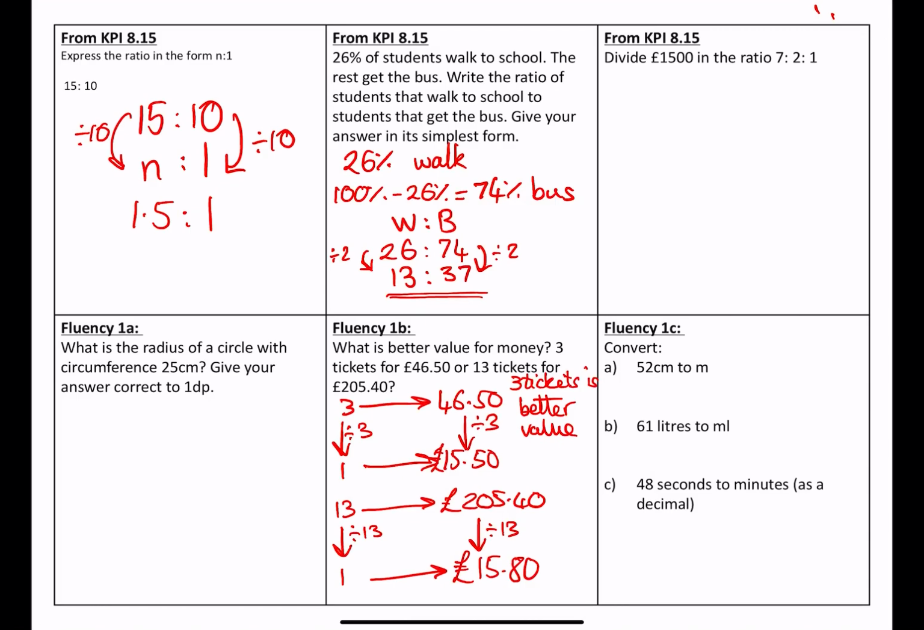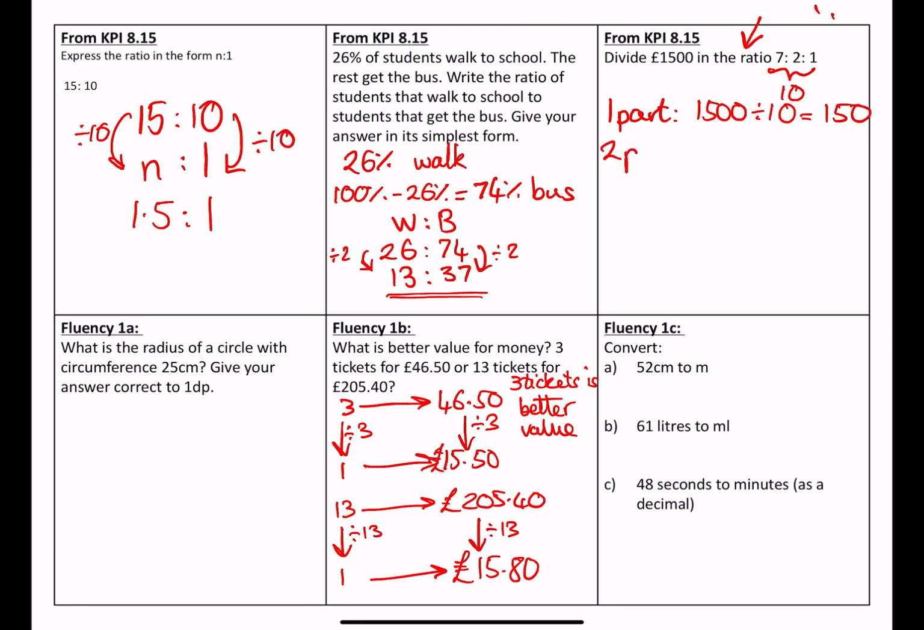Pause the video quickly now and green pen mark your first 3 questions so far. I'm then going to be going through, first of all, this KPI question. I need to divide £1,500 by this ratio. So in total, how many parts are there? 7 plus 2, 9 plus 1, there's 10 parts. So if I find out the value of one part, I've got to do 1,500 divided by 10. Tells me one part is 150.